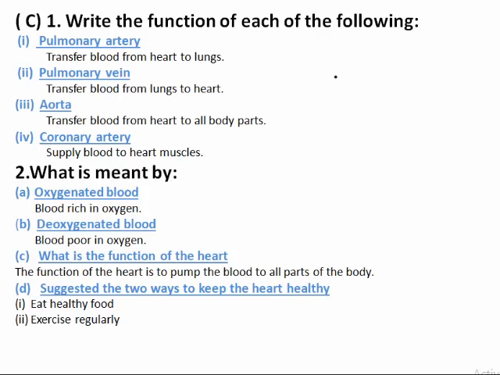On page number 18 there are some questions. The first question, write the function of each of the following. So write the function of pulmonary artery. Pulmonary artery, briefly we will write that function: transfer the blood from heart to lungs. Okay, it means if there is heart and here are lungs, make it again.